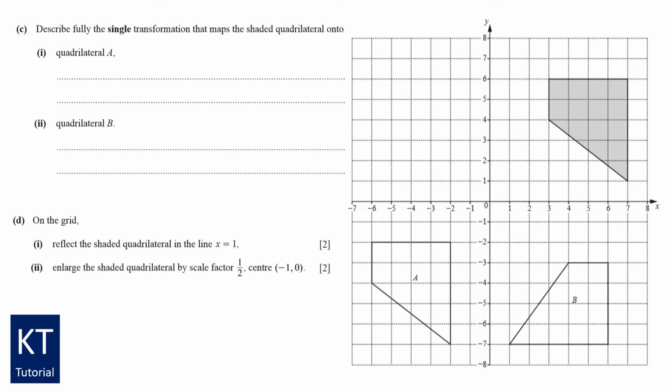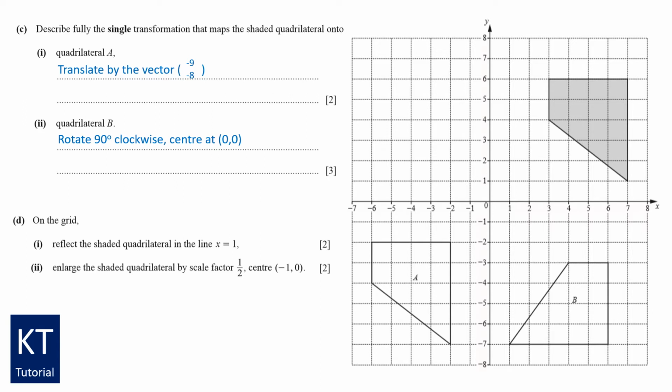2c. Describe fully the single transformation that maps the shaded quadrilateral onto the quadrilateral A. It is a translation by the vector -9, -8. Next, do this for quadrilateral B. It is a 90-degree clockwise rotation with its center at 0, 0.